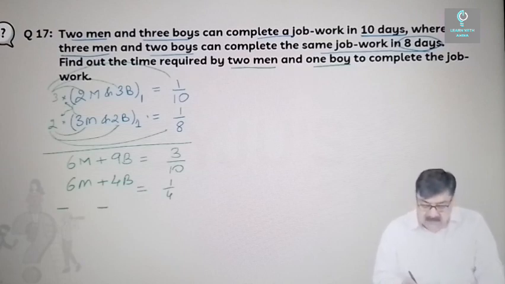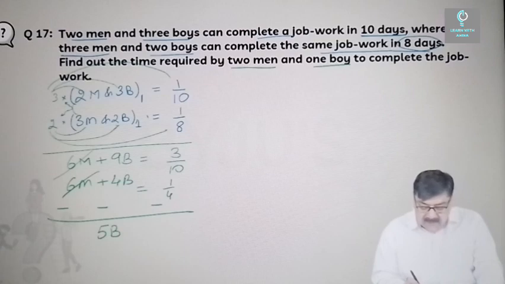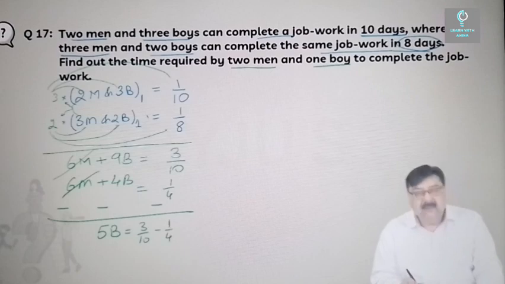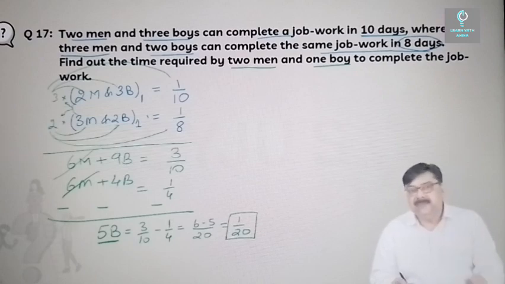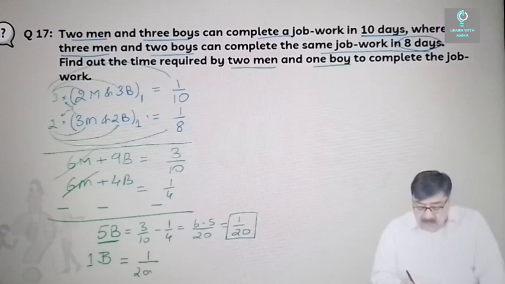So let us reduce these. So the 6 men cancels. 9 minus 4 is 5. So 5 boys is equal to 3 by 10 minus 1 by 4. Which means the LCM here is 20. So this is 6 minus 5. It is 1 by 20. So 5 boys can complete 1 by 20 of the work in 1 day. So 1 boy can complete 1 by 20 into 5, that is 1 by 100 of the work.